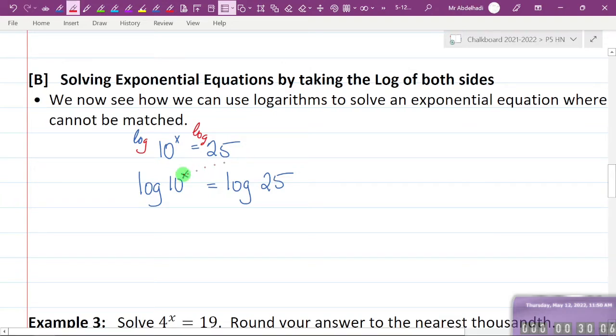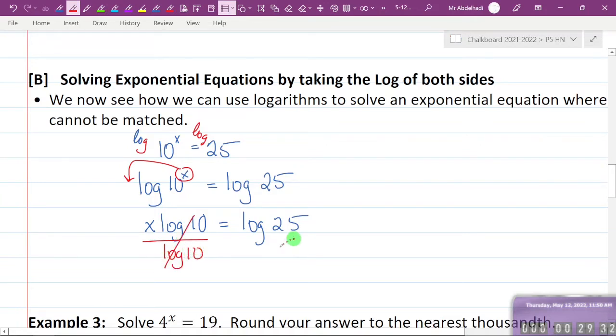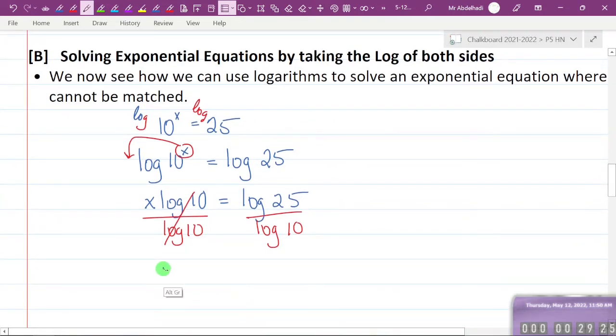So now I can take this x and I'm allowed to bring it down to the front where I want it to be. So now this becomes x times log 10 equals log 25. And now, to get the x by itself, all I have to do is divide both sides by log 10. That goes away. X is now by itself. And I have an exact answer for x, which is log 25 divided by log 10.